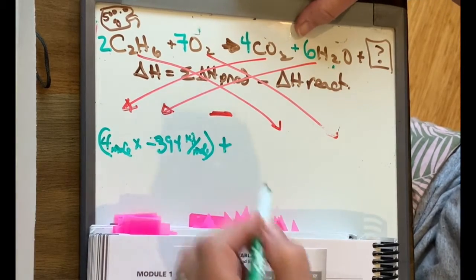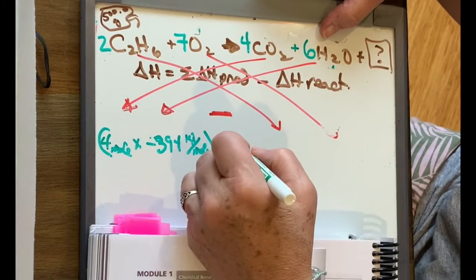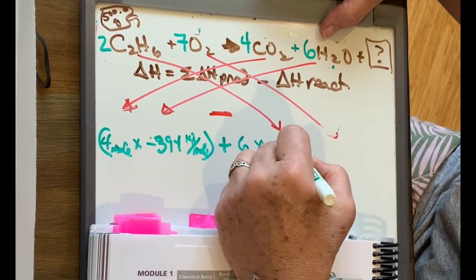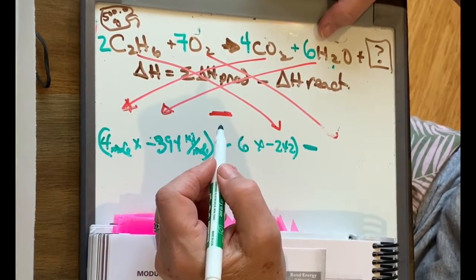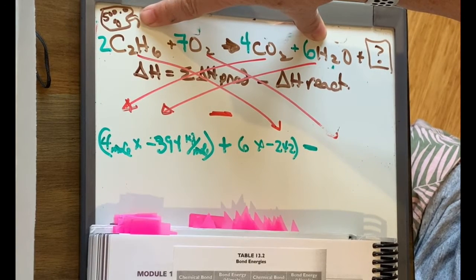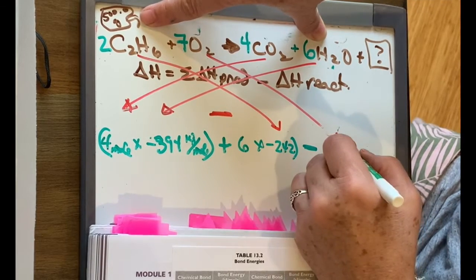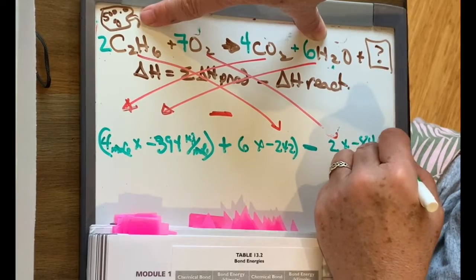We can add H2O, and I think we have an H2O gas. That's one of the reasons why we needed to know it was a gas, minus 242. So we have 6 of those times minus 242. And now we're going to start subtracting properly. We have our C2H6, which is a gas, and that looks like negative 84.7. So we have 2 times negative 84.7.